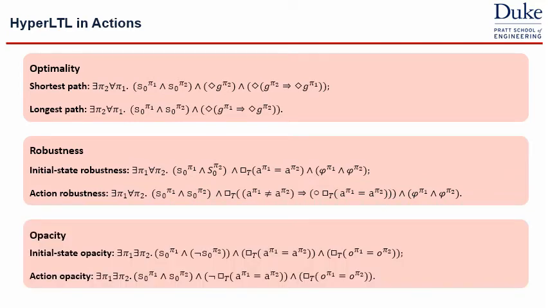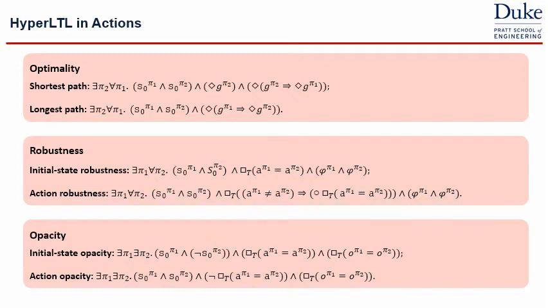Finally, we can express opacity using HyperLTL. The first kind of opacity is the initial state opacity. It means that there are two paths with the same sequence of actions but different initial states that yield the same observation. This basically means that the initial state is kept opaque under the observation.